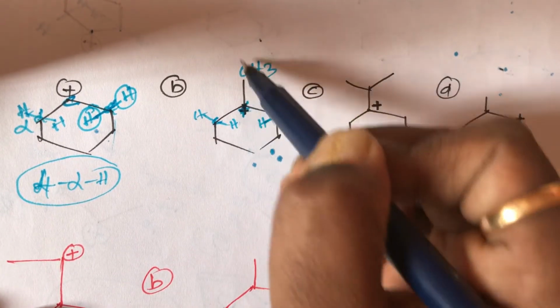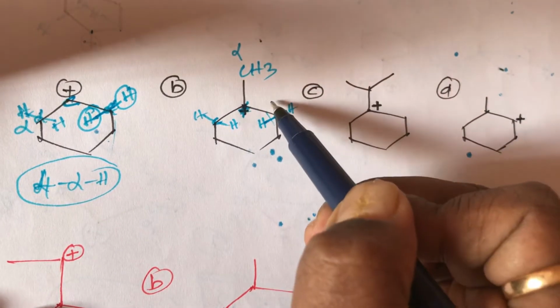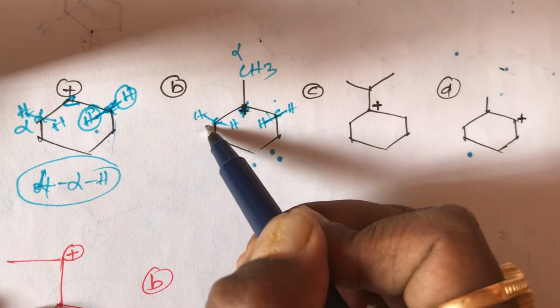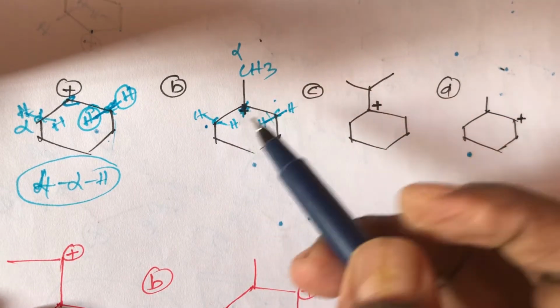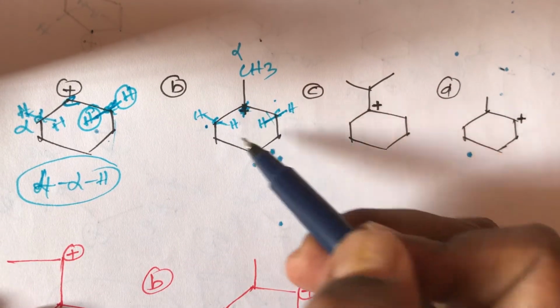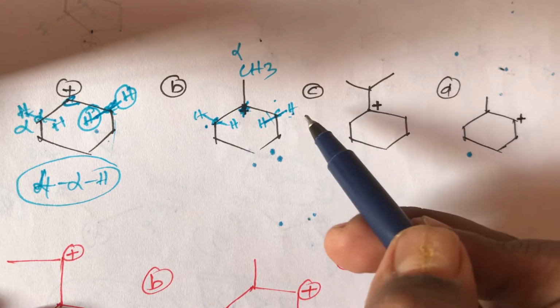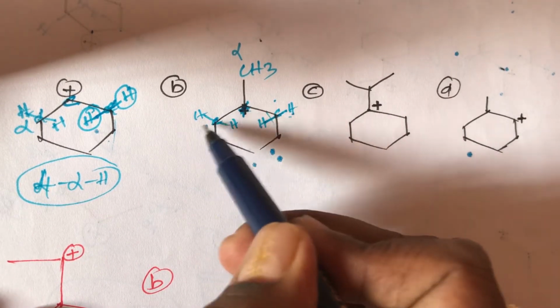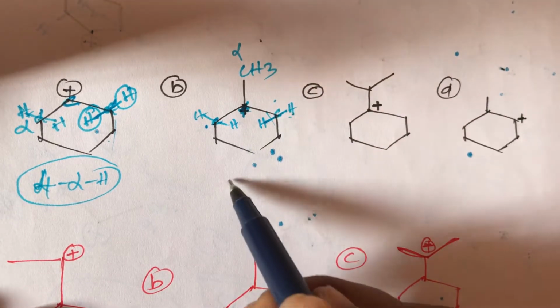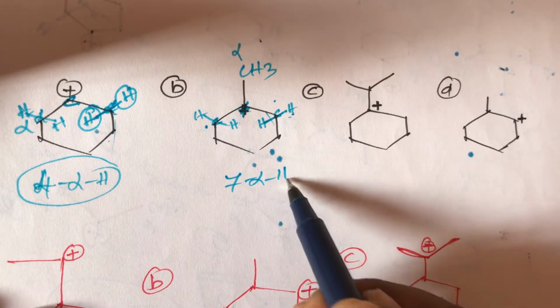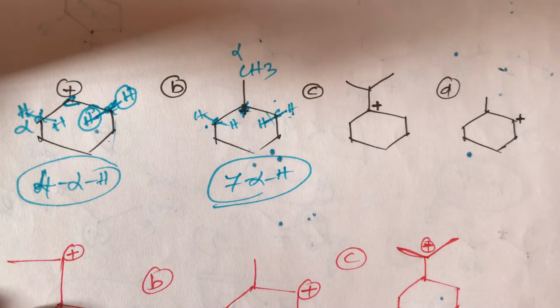The positive charge's next carbon is an alpha carbon, and then the next carbon is also an alpha carbon. Here a total of 3 alpha carbons are there. The two carbons on the left and right sides have 2 hydrogens each, so 2 plus 2 is 4, plus 3 is 7. Total 7 alpha hydrogens are present. The second compound has 7 alpha hydrogens.